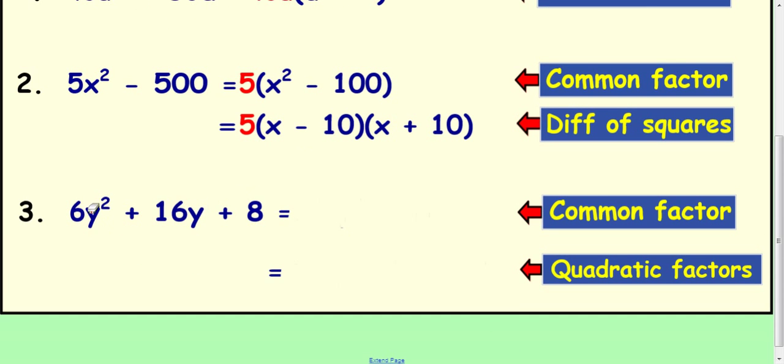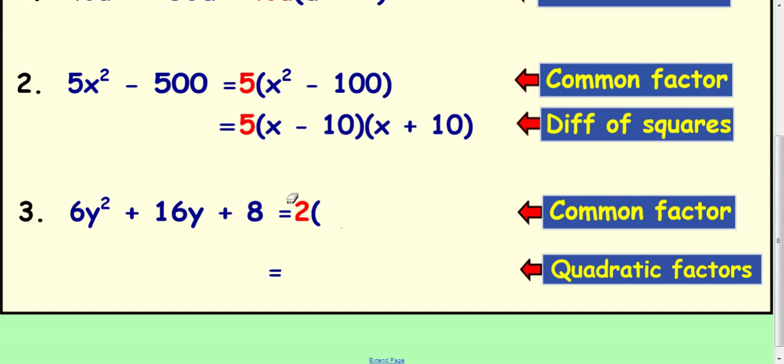Okay, question 3, 6y squared plus 16y plus 8. Now it looks like a trinomial. You've got a squared term, a y term, and a number term at the end, but always check for a common factor first. It makes it a lot easier to do. So I'm looking for a number that divides into 6, 16, and also 8. That will be 2.